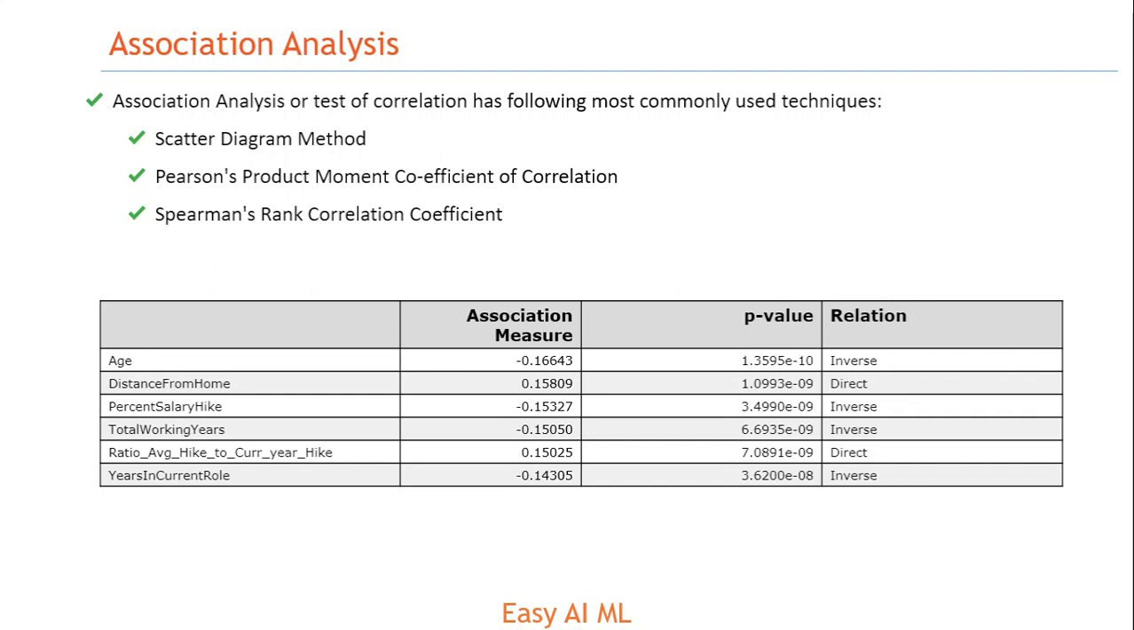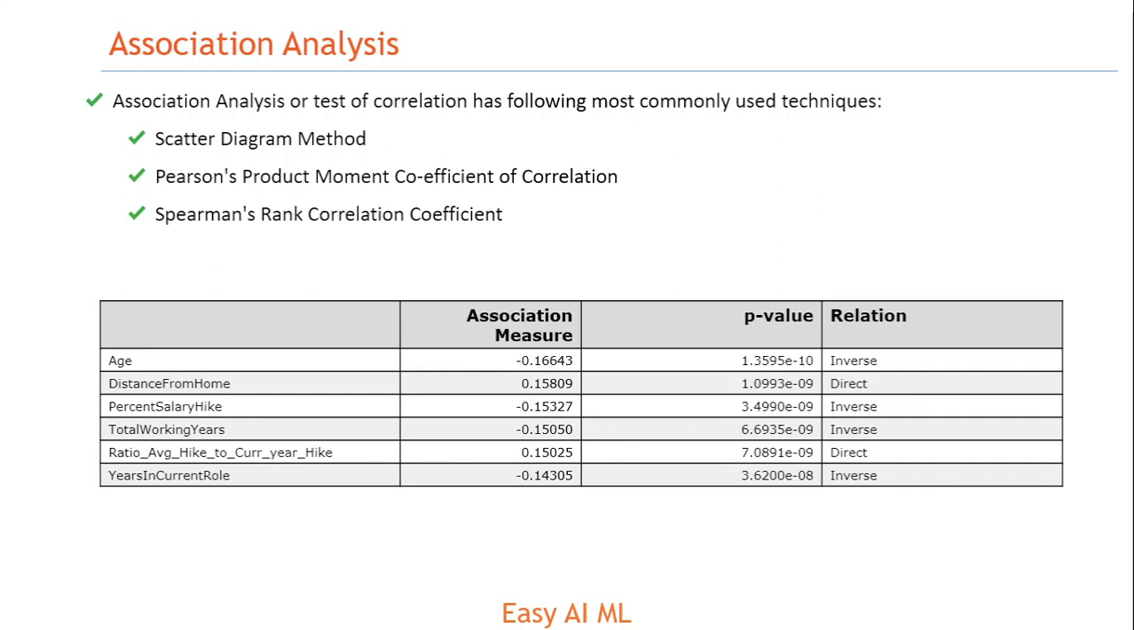After reducing variables through stepwise regression, we do association analysis, to test the correlation. The most commonly used techniques are the scatter diagram method, Pearson product moment coefficient of correlation, and Spearman's rank correlation coefficient. Here you can see there are certain variables. We are trying to see the association measure, the p-value and the relation.